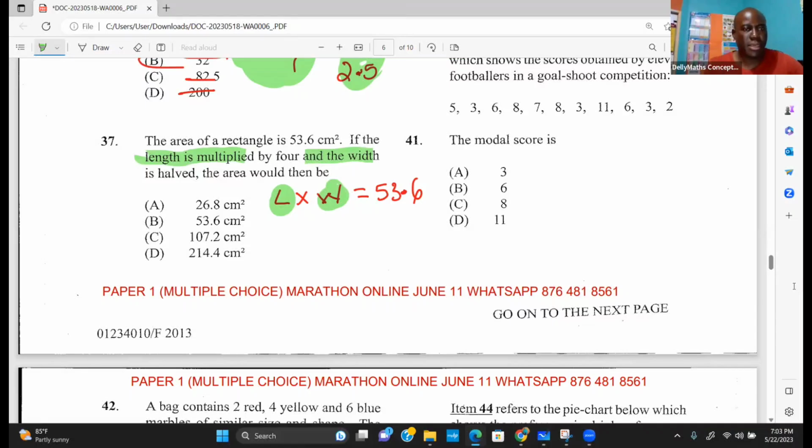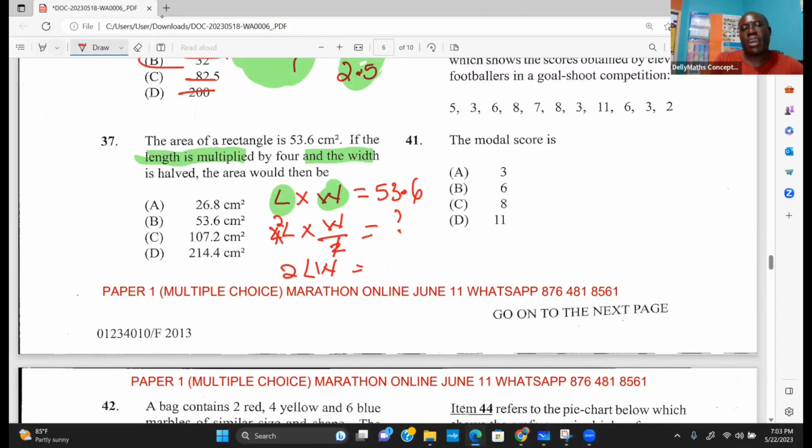So we know it's length times width. Now, hear what they just said. They said if the length is multiplied by 4, so that's 4L, and the width is half. What's going to happen here? All you have to do is set up what they say. Remember, when you multiply, you can cancel things. So this 2 can cancel the 4 two times. Look what you have in the end: 2LW.